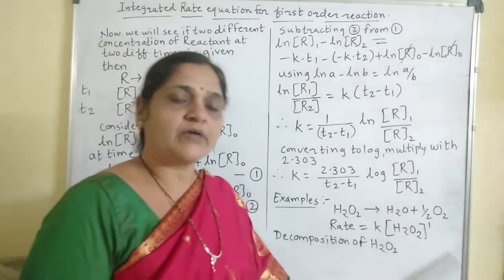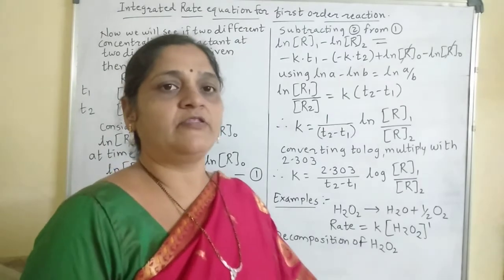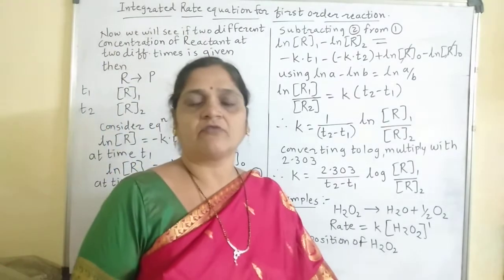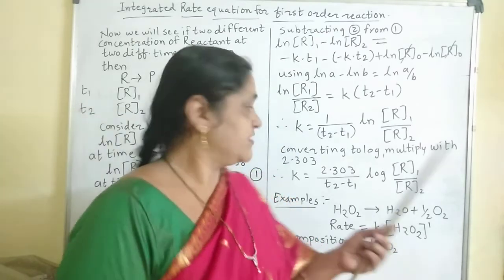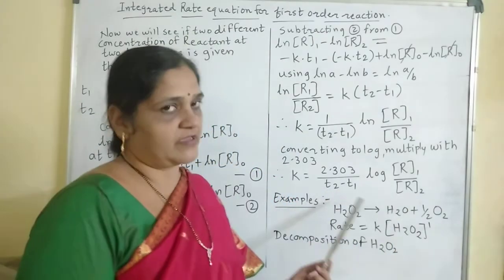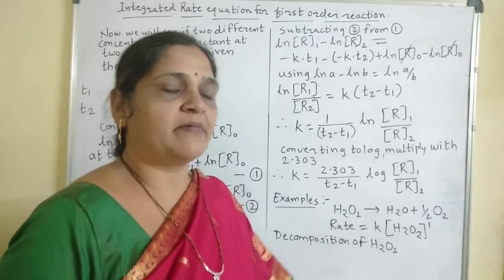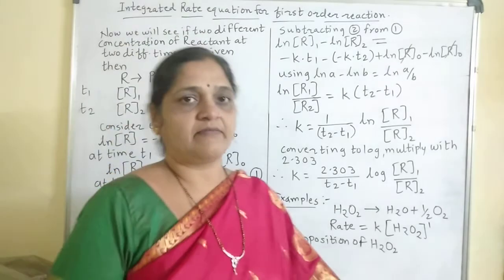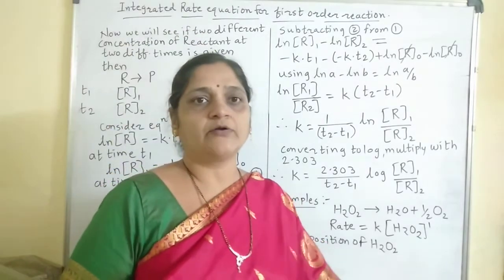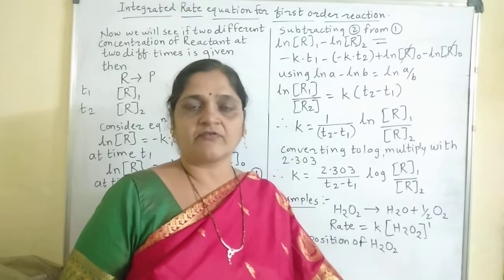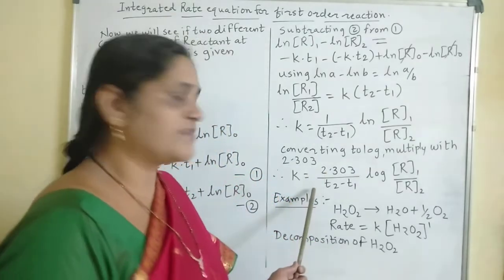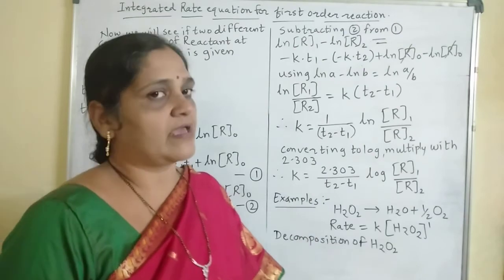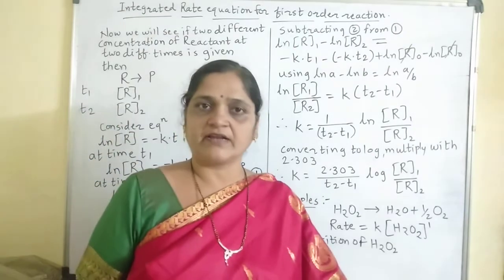This way, you can calculate the rate constant when you are getting two different concentrations of reactant at two different times. So this equation you can use for the calculation, and most probably for the numerical, they may give you the data according to different time intervals, with different concentrations. That time also you can use this equation in order to calculate the rate constant for a first order reaction.